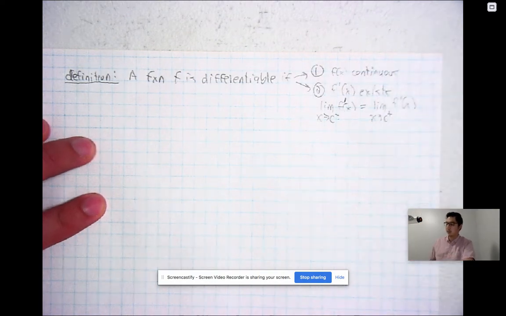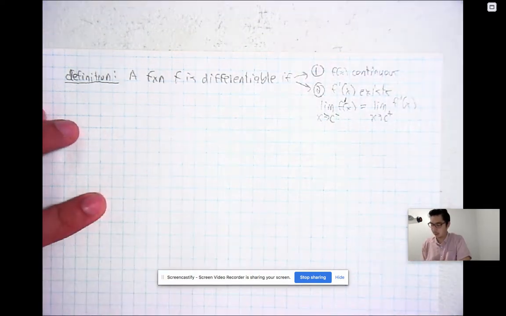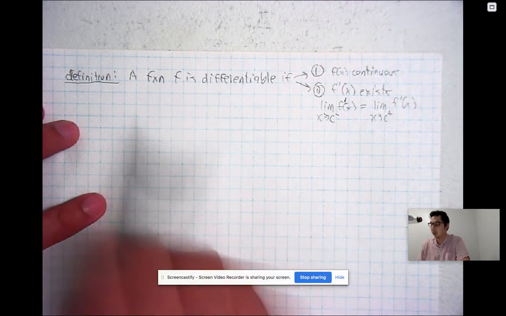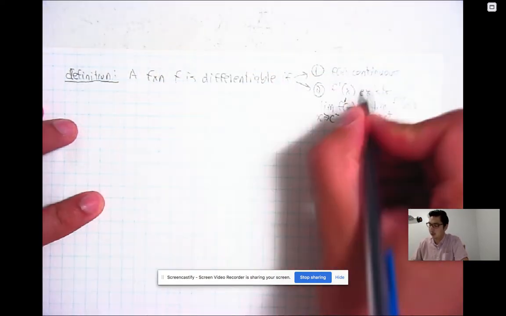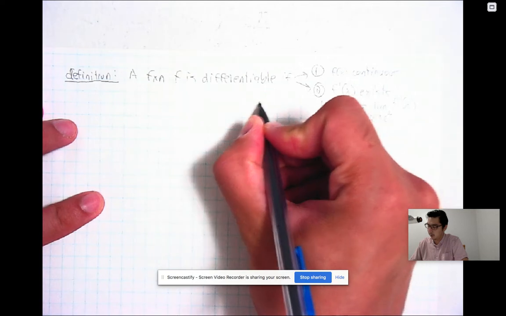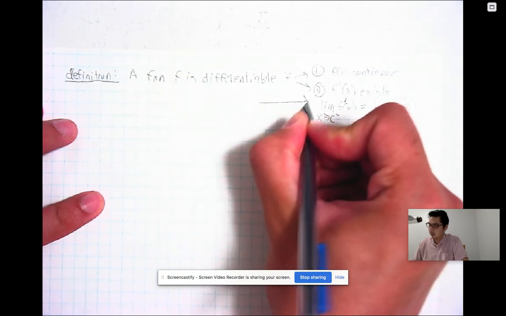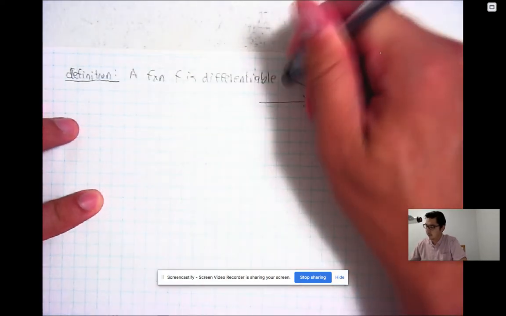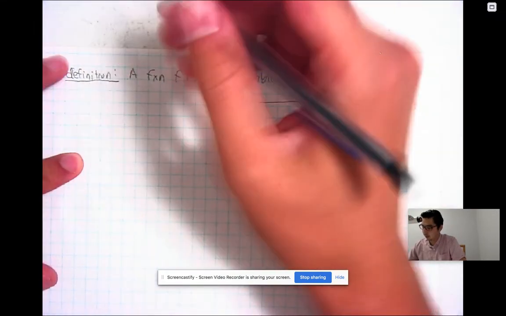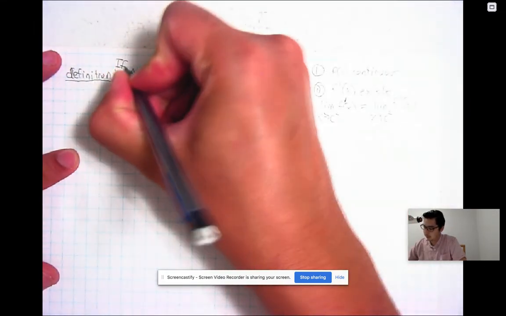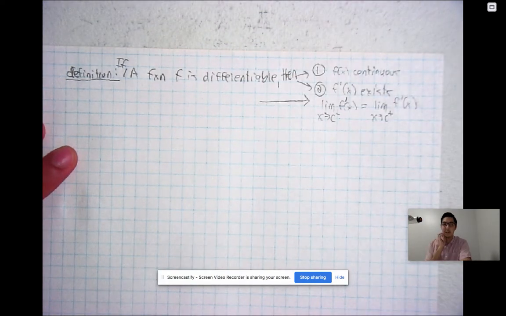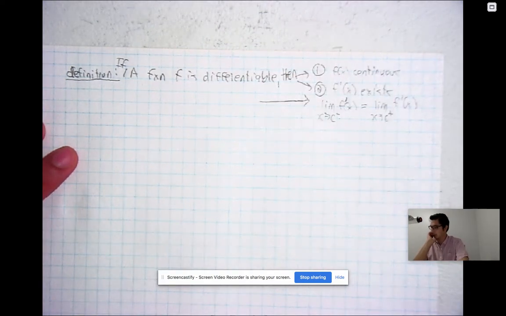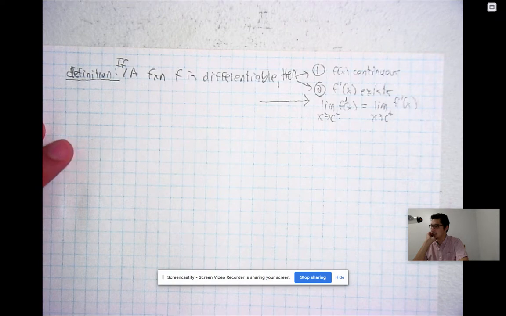Now, the one thing I want to talk about here, and where I'm going to go with this, I know I already talked about this, is we're saying if a function is differentiable, then f of x is continuous and f prime of x exists. So it's going in this order.